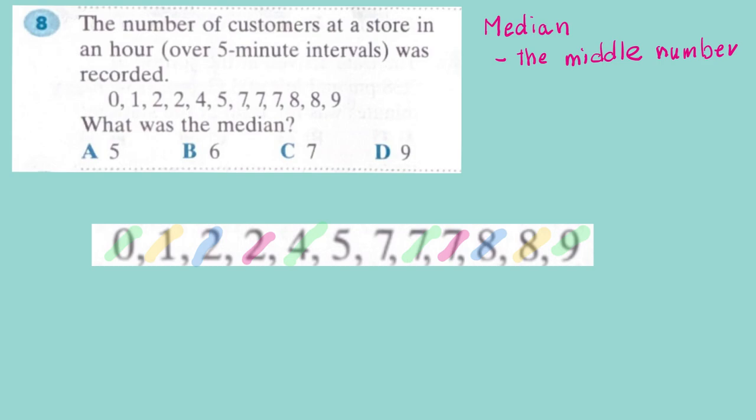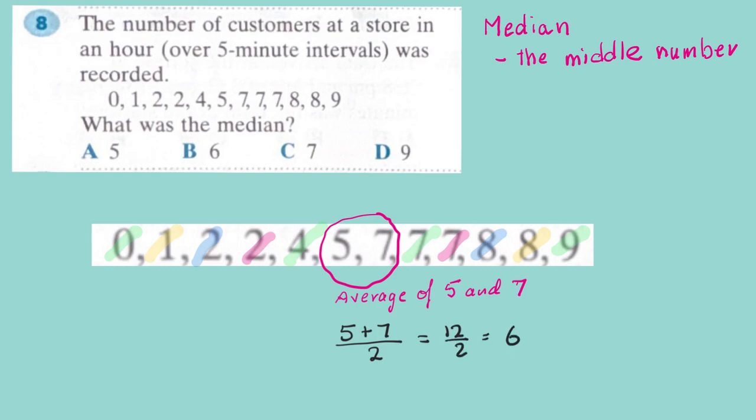And what we're left with is 5 and 7. And I find that there are 2 numbers in here, 5 and 7. So now we need to find the average of those 2 numbers. And that will be 5 plus 7 divided by 2, because there's only 2 numbers. And that's 12 over 2, which means the average number is 6 right here. So therefore, our answer is going to be B, 6, because that's the middle number.